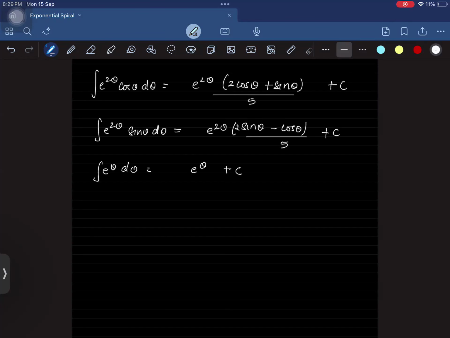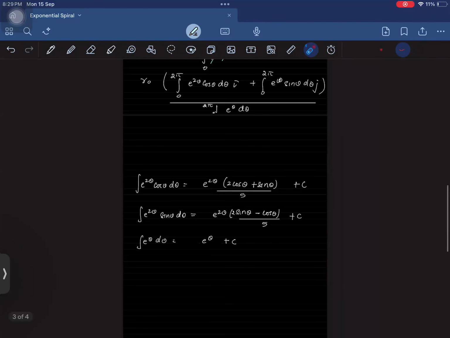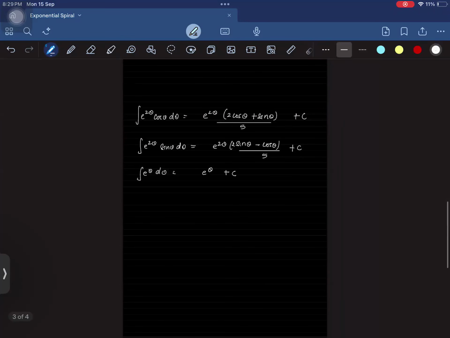Now, all we need to do is substitute the values. These are the standard integrals. For example, the integral of this is this. And on substituting the values, we get the final result as (e to the power 2 pi plus 1) by 5 times (2 i cap plus j cap). So that is the position vector of the center of mass.